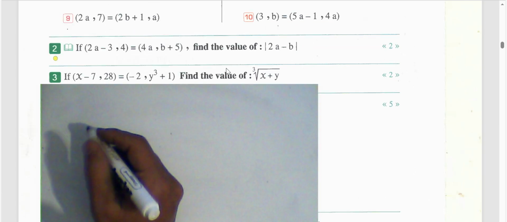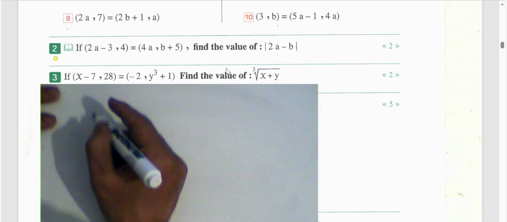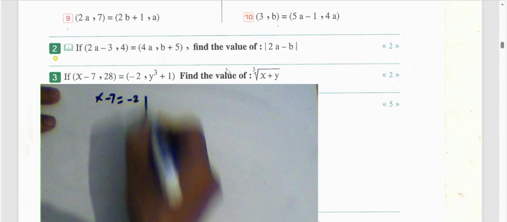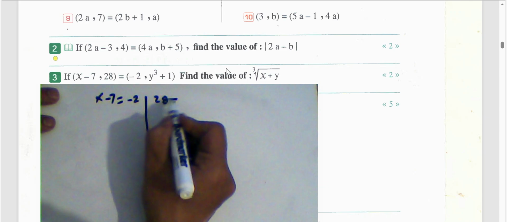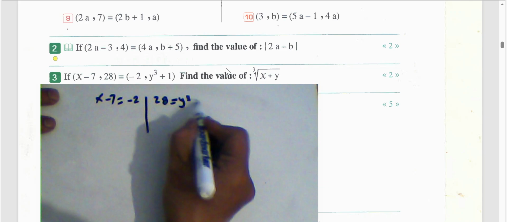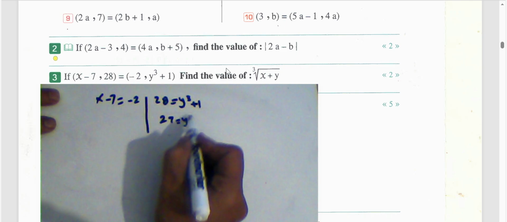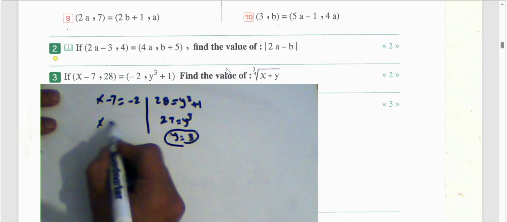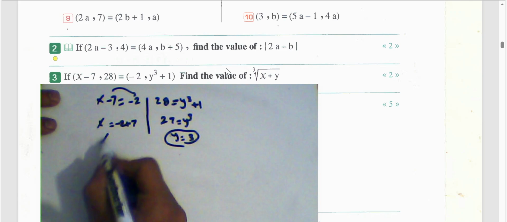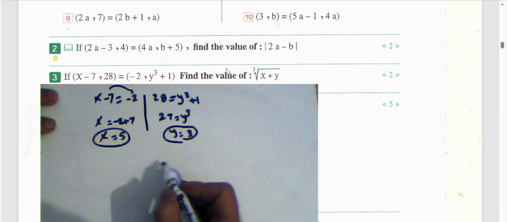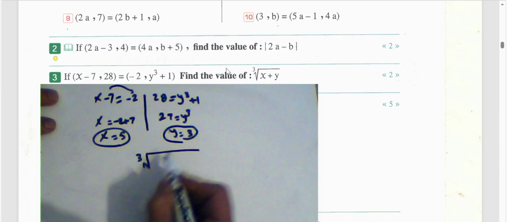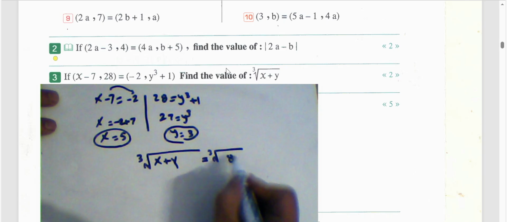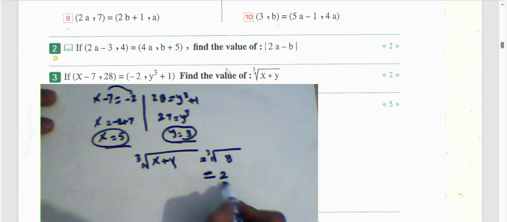Number 2, we have first equals first and second equals second. Then x minus 7 will equal negative 2, and second, here 28 is equivalent to y power 3 plus 1. Then we have 27 equals y power 3. The value of y will be 3, cubic root of 27. And then x will equal negative 2 plus 7. Move negative 7 here, then the value of x will be 5. We have x and y. Then we have cubic root of x plus y. Cubic root of 5 plus 3 equals 8. We can collect together, then the cubic root will be 2.